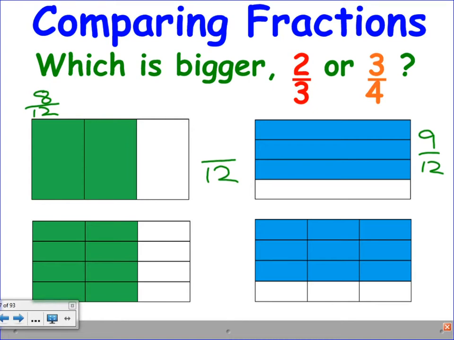I haven't changed what the fraction values are, I've just changed the numerator and the denominator through equivalence so that they've got the same denominator. That's called a common denominator in mathematics. You're looking for something common to them both.